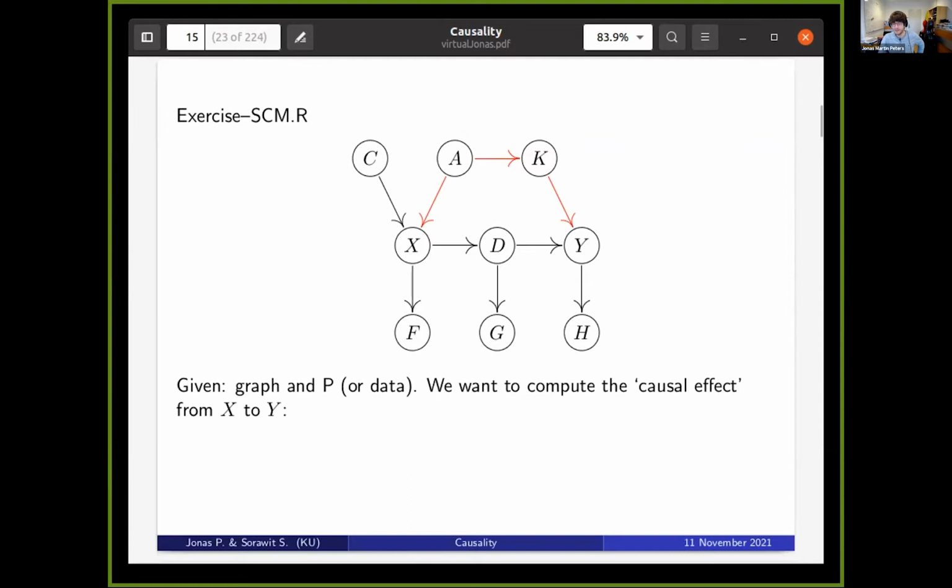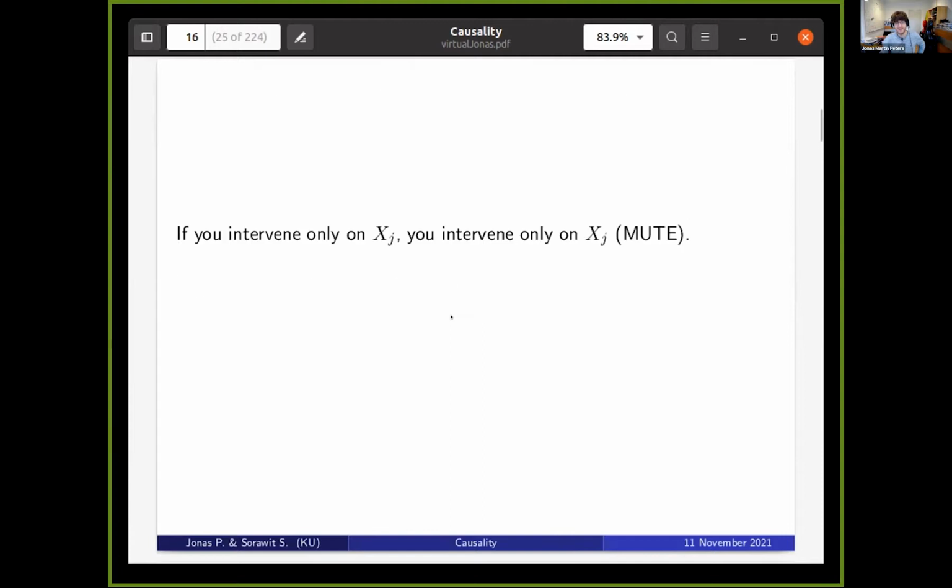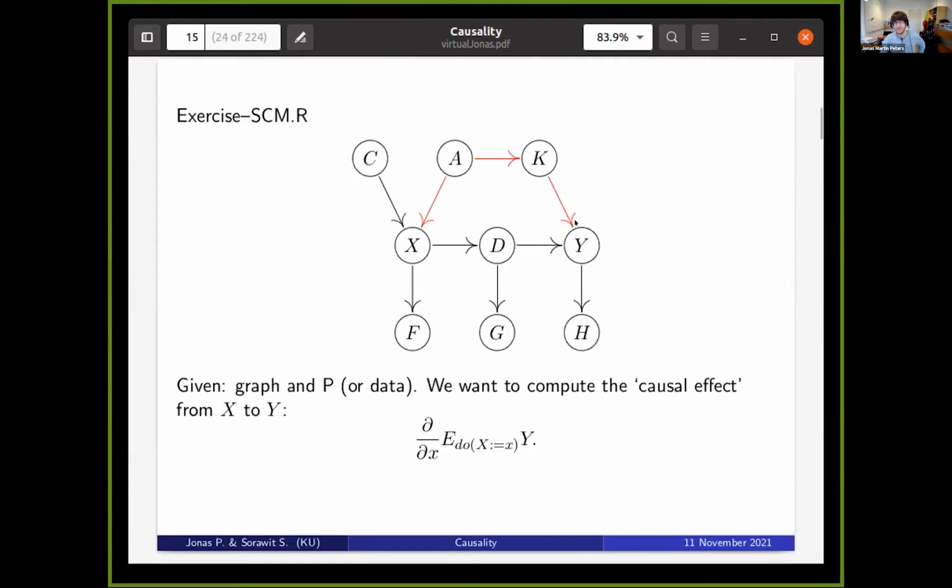Regarding this concrete question, if you're uncertain whether there's a connection from A to Y, look at this rule here: the parents of X are a valid adjustment set. If you look at this graph, it actually doesn't matter whether this red path here exists or not. The parents of X are always a valid adjustment set. So I can always use C and A, no matter what is happening here on the right-hand side. This is a nice scenario.